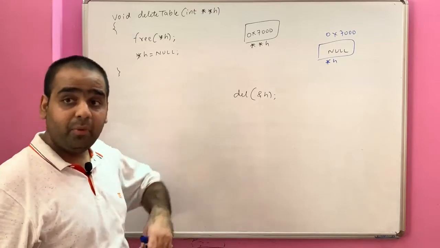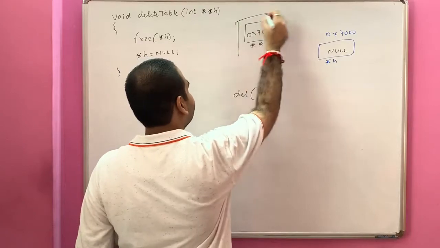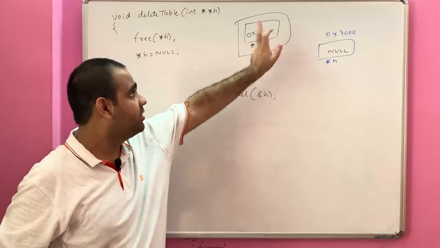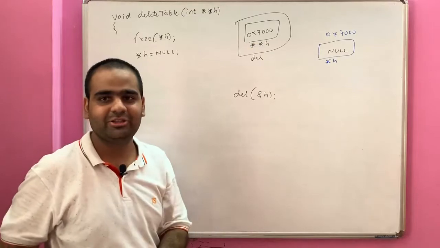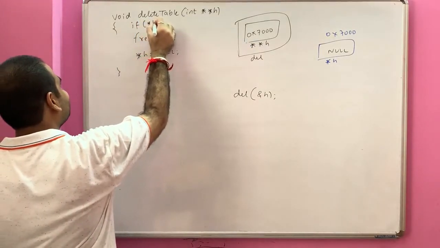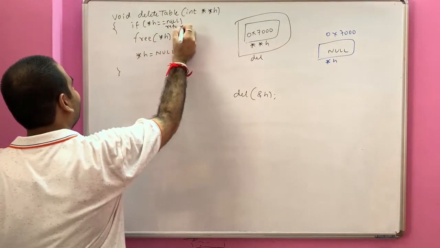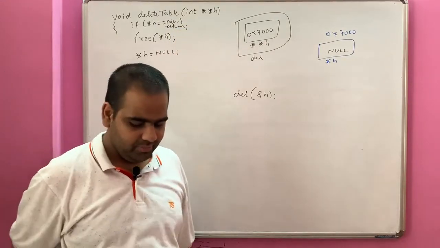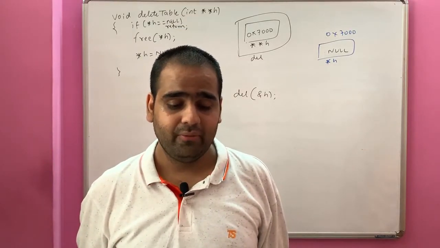Now h is null. Suppose I call the delete function again. What will happen? In this delete function, there is one variable called star h. Ampersand h will be copied, that's 7000. Now star h, go to address 7000, it is null. Free of null is a segmentation fault. Therefore you need to check over here if star h is equal to null, you may simply say return, because it will be a segmentation fault. Then you can say free h and return. This is how we implement the linear probing functions, and the program I have already posted.